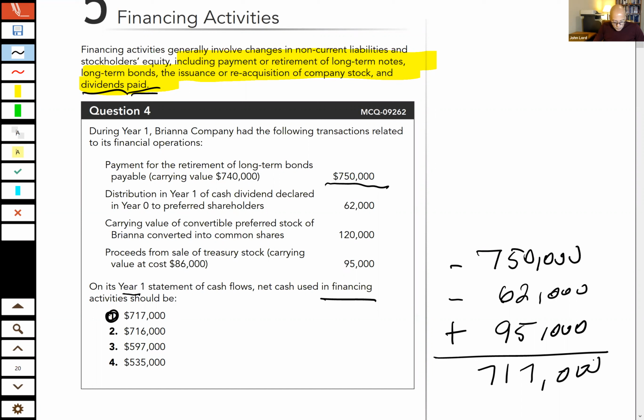We know 750 had to be subtracted. You can't get to the answer without that. So then what happens if you then knew what to do with the treasury stock? So you simply add the 95. What do you get? 655 outflow. You get a 655 outflow, right? Which is not one of the choices.